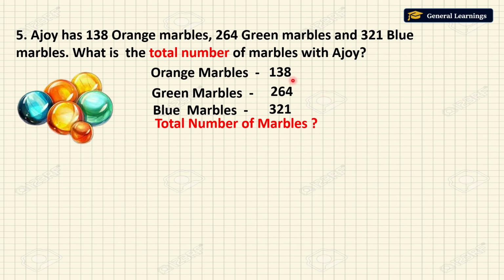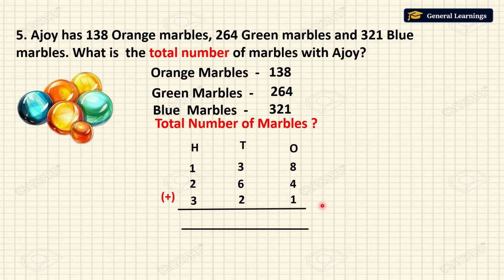Here they are 3-digit numbers, so we are going to arrange the numbers vertically. So now we are going to place the place values as ones, tens, hundreds. Okay, now we are going to write the numbers. Always we should write the numbers starting from the ones digit towards the left. So 8, 3, 1, 4, 6, 2, 1, 2, 3. Next we are going to add these numbers.